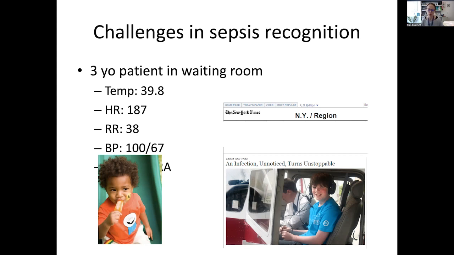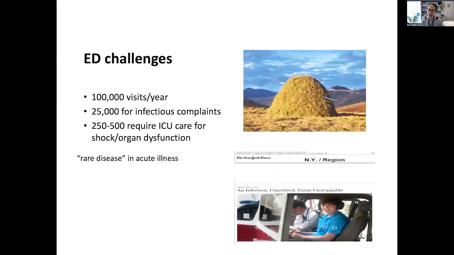And so we've tried to build tools to help us recognize these patients. But the challenge is that these patients are rare, right? So in our emergency department, for example, we see over 100,000 visits every year. About a quarter of those are for something that has to do with infection. And really only 1 in 1,000 of those require ICU care for shock and organ dysfunction. So really, sepsis is rare, and we are kind of trying to find a needle in a haystack.